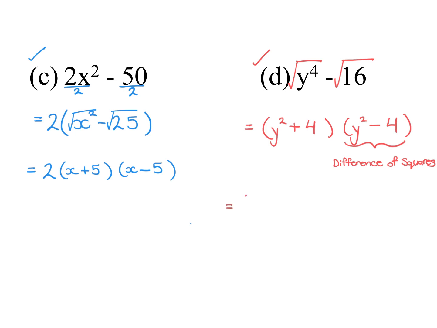Okay, so we're going to leave the y squared plus 4 as it is, because we cannot factor that further, but the other one, let's actually factor it. So to factor difference of squares, draw the two brackets, put a plus in one and a minus in the other. And let's do the square root of y squared, which is just y. And we'll put the y here as well. And then do square root of 4, which is 2 and 2. And this right here is our final answer.